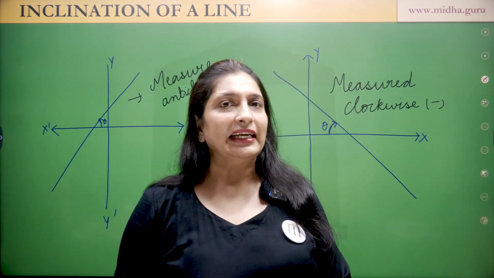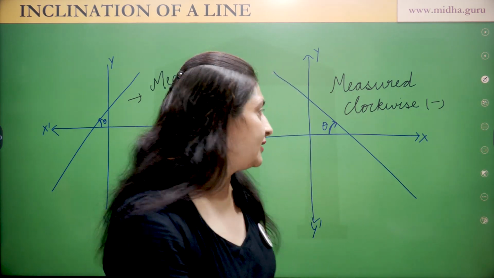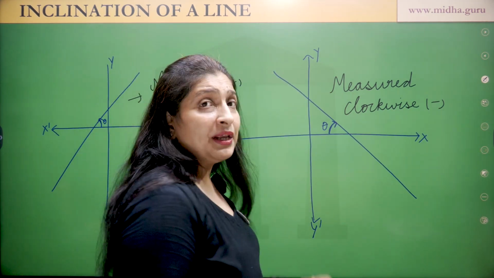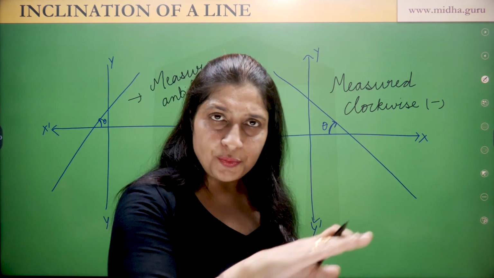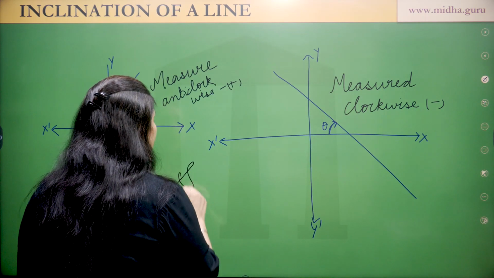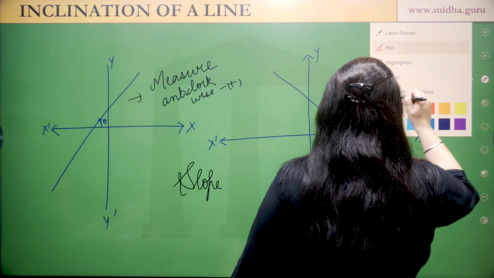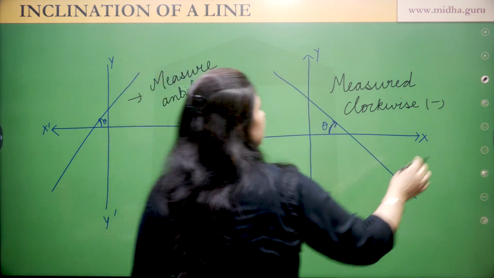We studied that inclination is the angle which the line is making with the x-axis, right? Now, we have repeated this so many times, it must be crystal clear to you. First, we are studying inclination, so if I ask you, what is the inclination?